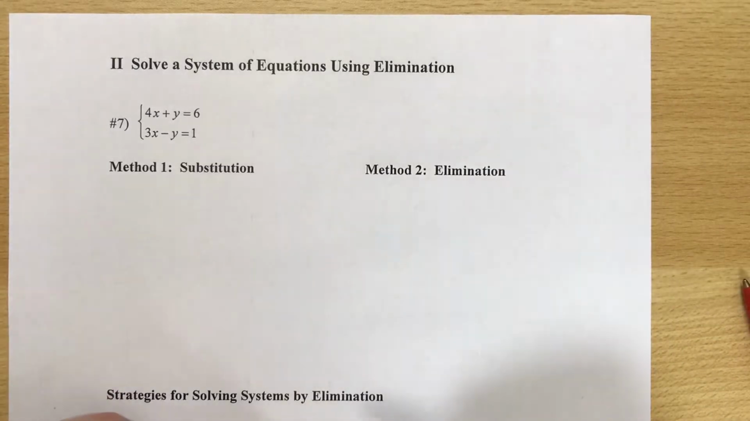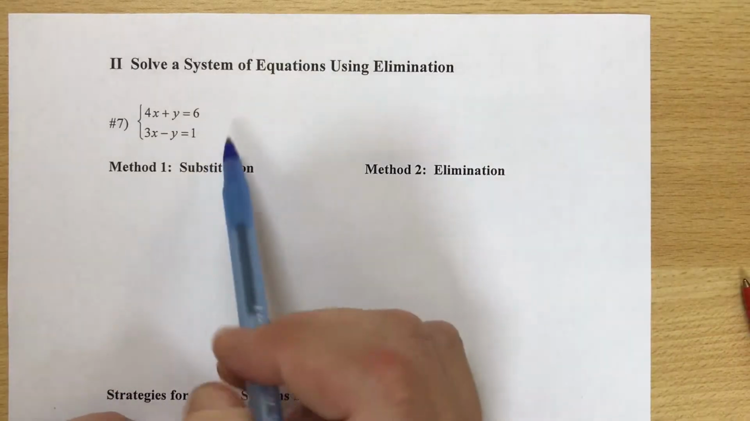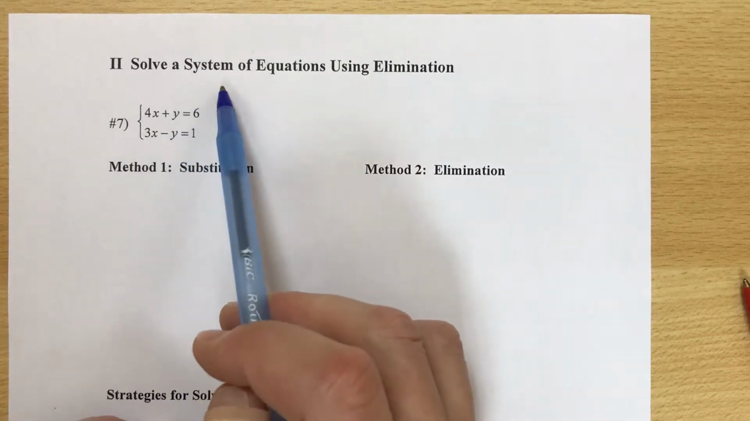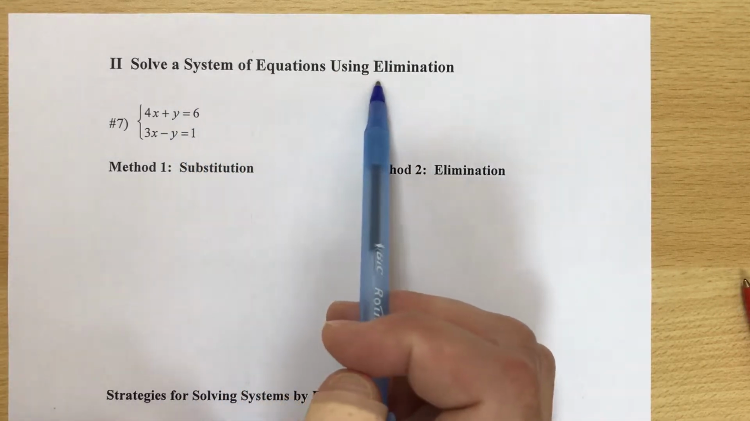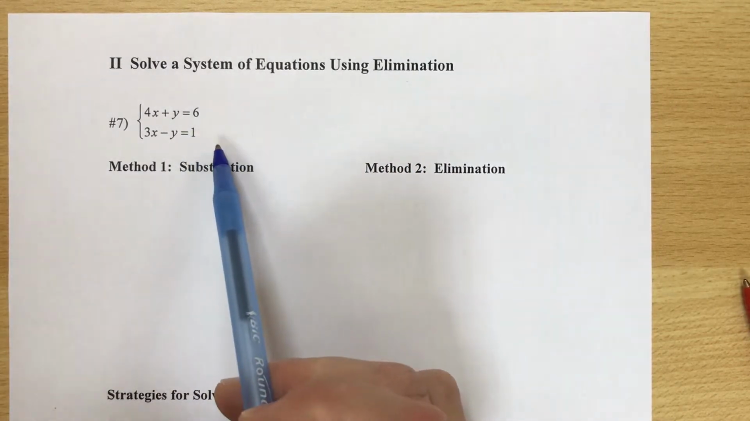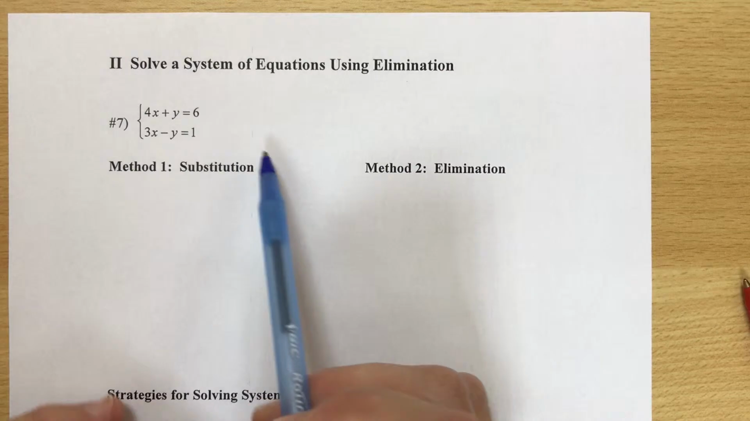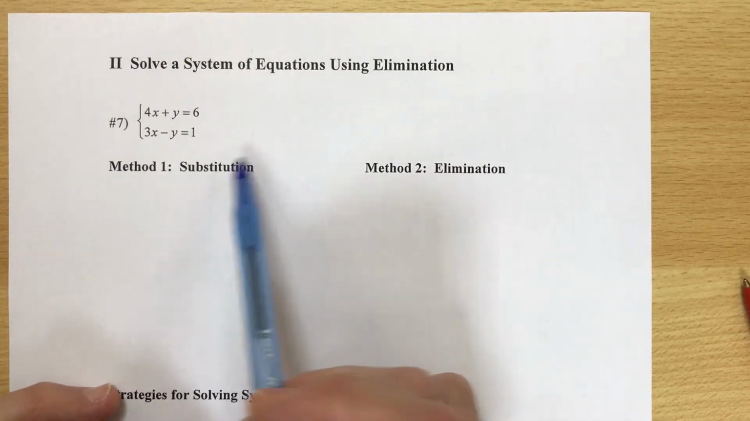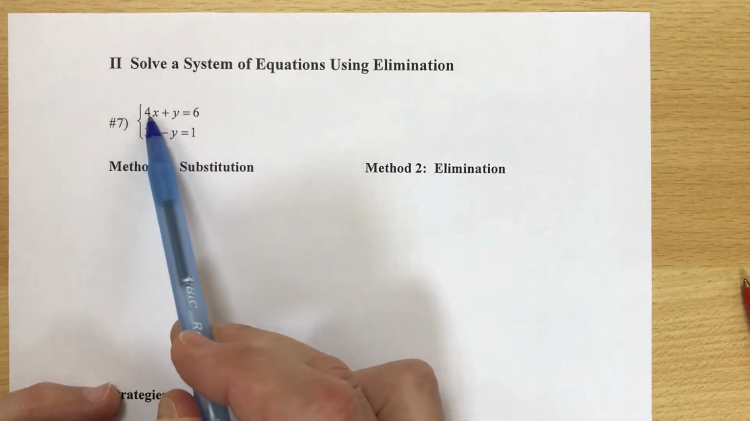Okay, so we're back here for part 2 of the notes. So now, we've talked about how you can solve using substitution. I'm going to teach you a different method called elimination. But first, let me show you why elimination might be a better method depending on how the problem is set up. Here's substitution. Here's a system.